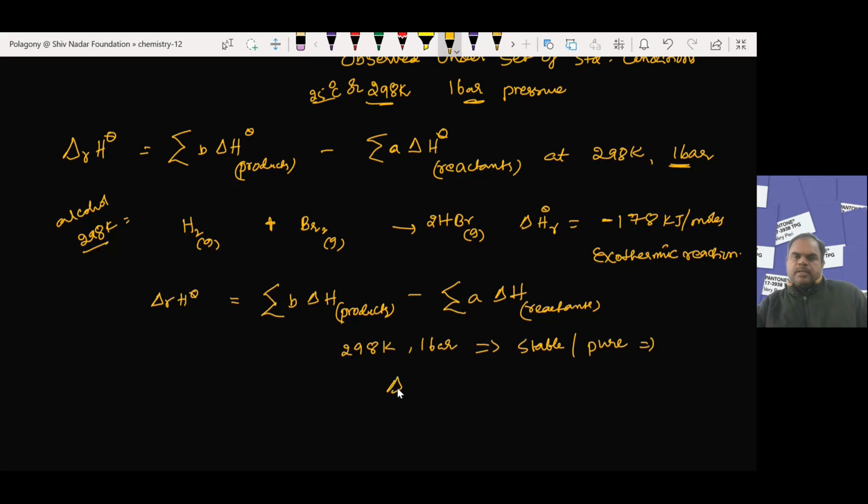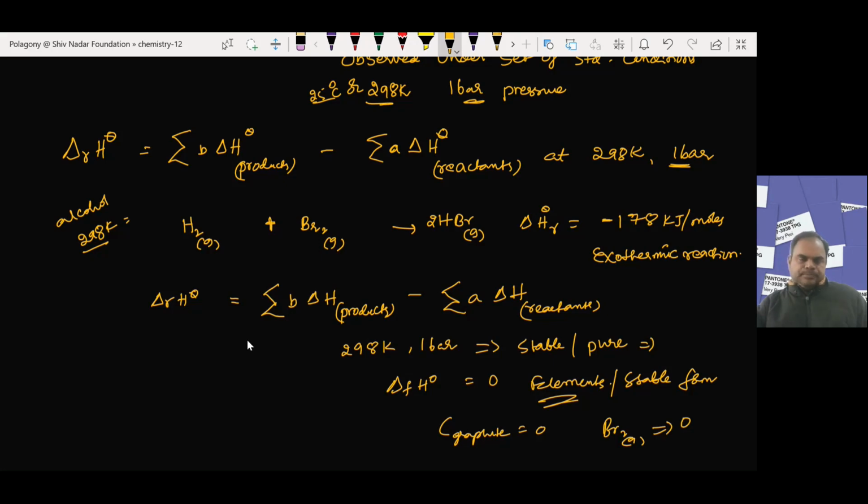The standard enthalpy of formation of elements in stable form will be 0. Stable form is indicated with 0. For example, the standard enthalpy of formation of graphite will be 0, and for bromine in elemental form the standard enthalpy of formation will also be 0.